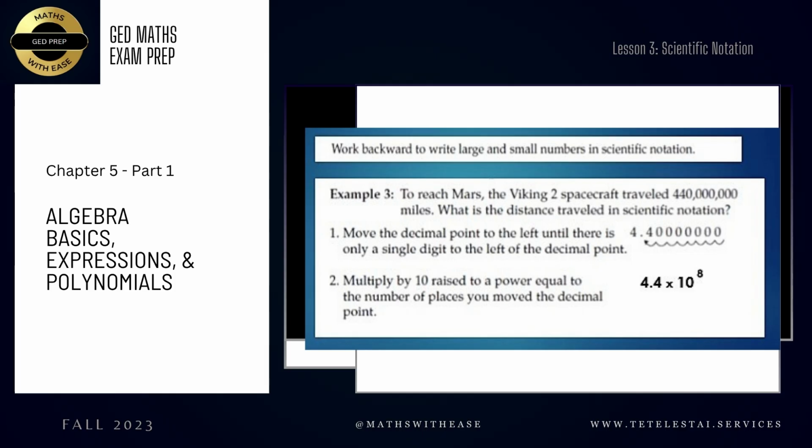Okay, so that's what this is telling you here. Work backwards to write large and small numbers in scientific notation. Backwards meaning take your imaginary decimal point and then move it over however many places until you get to the single digit to the left of the decimal point. In this case, it's 4. And then you just count the number of values that you have, and then you would report the first number as a whole number to the first decimal place, in this case 4.4, times 10 to the number of places that you moved, which in this case was 8.